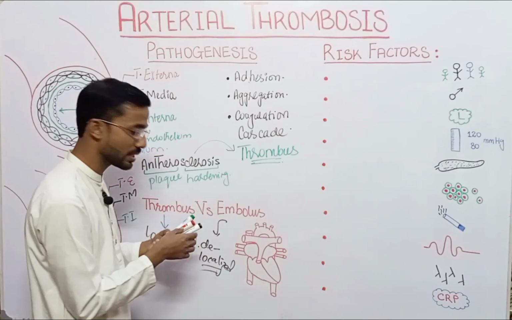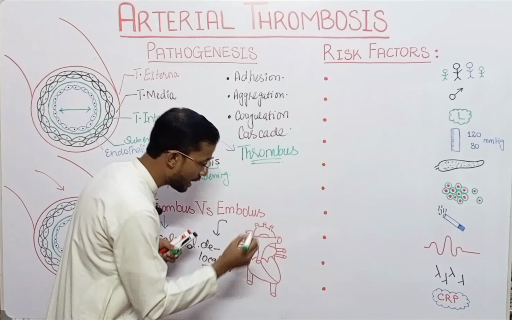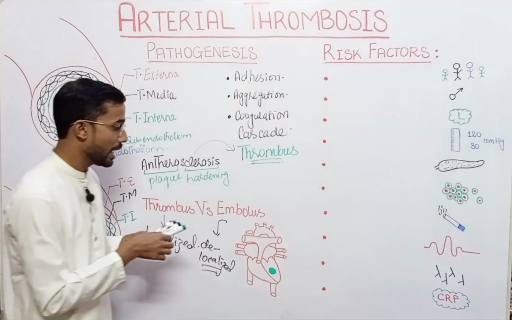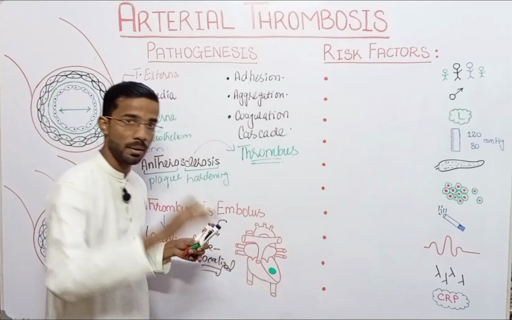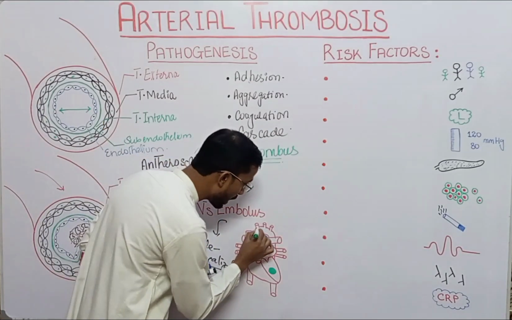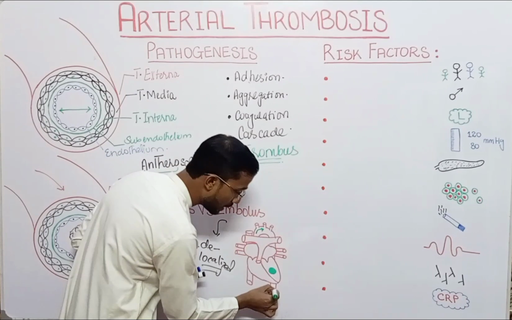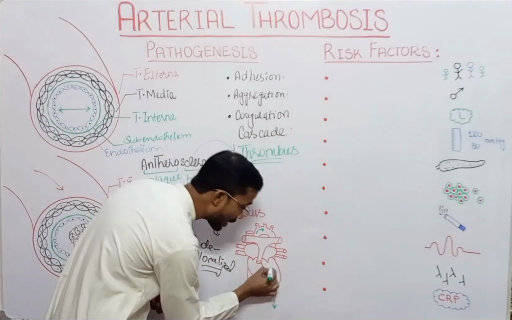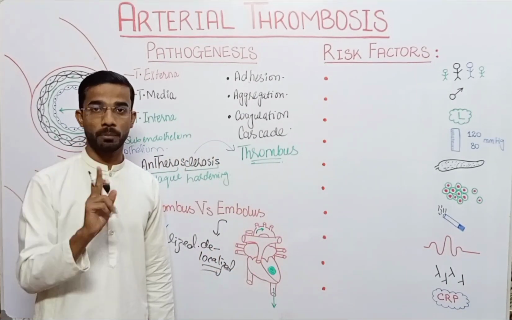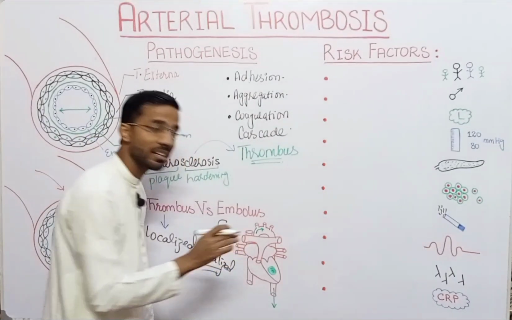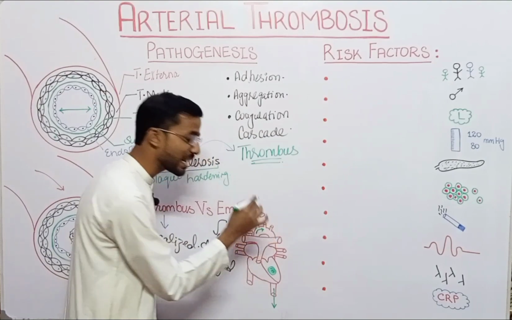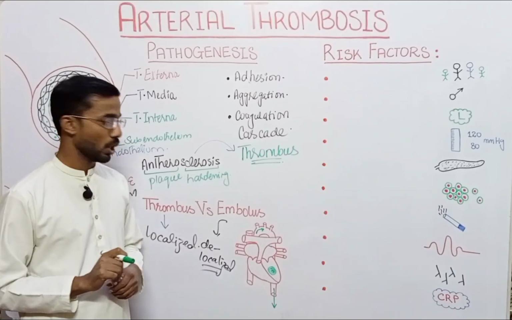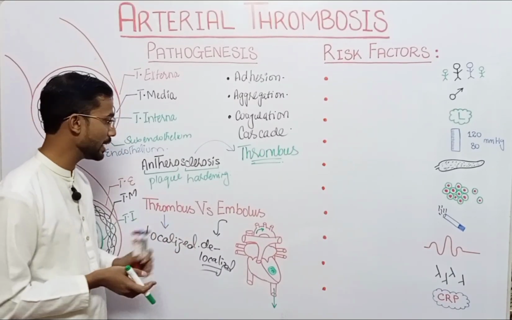Let's see, here you can see the structure of the heart. Let's suppose a thrombus forms in the left ventricle. Then what will happen? There is a greater chance that this thrombus moves through the blood into the aorta, and it can move down the descending aorta and deposit anywhere in the body. The clot which is present in the ventricle is called a thrombus. When it moves or dislocates from the ventricle and deposits in some other part of the body, then it is called an embolus. So this is basically the difference between the thrombus and the embolus.